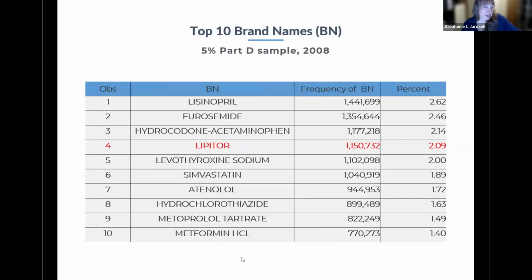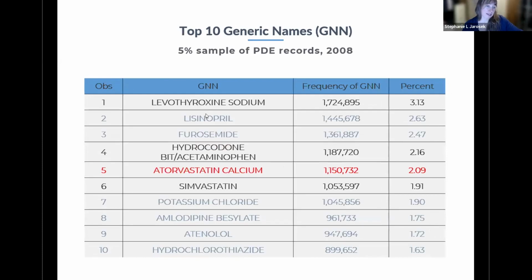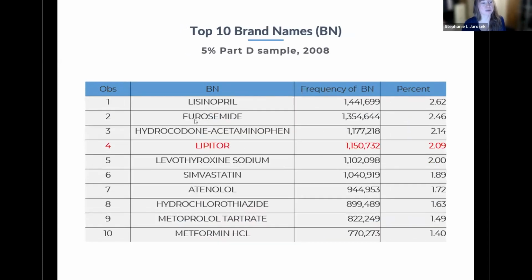And if we were looking by brand name, now that thyroid medication is down to number 5, but we have lisinopril at number 1. And again, you will see furosemide was number 3 as a generic. It's also number 2 as a brand, because furosemide, if it's a generic name, it will show up in the brand name field. I see a question: does a generic name have the same product ID?